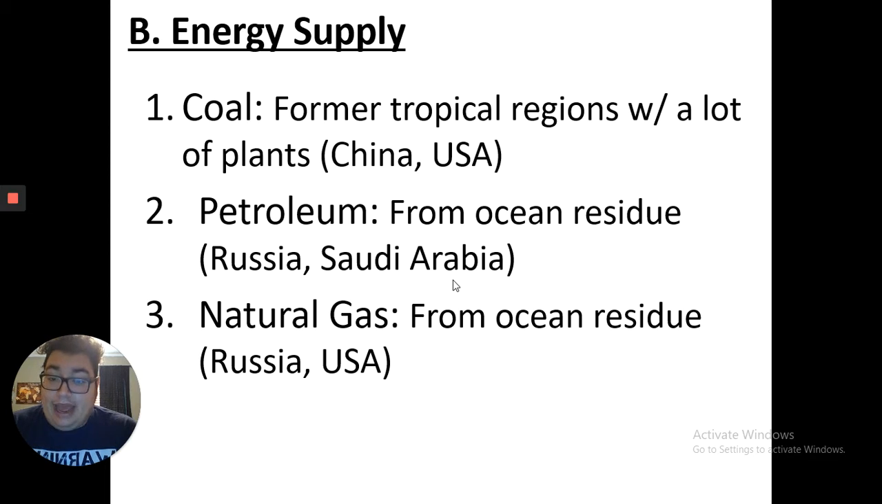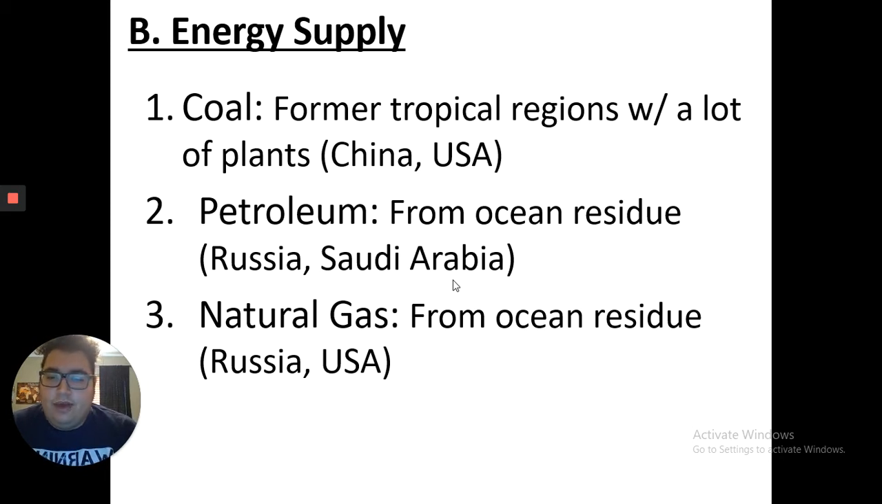Petroleum, or oil as we call it, is usually from ocean sides, and so you'll see Saudi Arabia and Russia have a lot of this. And then natural gas from the ocean sides as well, like from the coast as well as inland. You see natural gas from Russia, the U.S., and these are just examples.